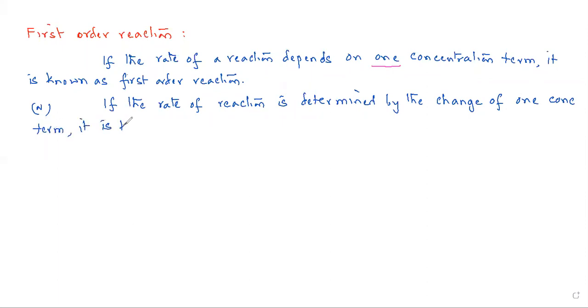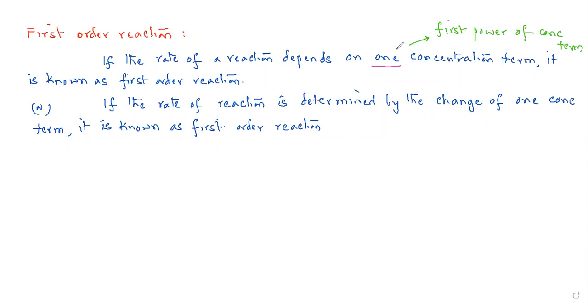It is known as first order reaction. That means rate of reaction depends on the first power of a concentration term. Now, this one concentration term can be given as the first power of a concentration term.